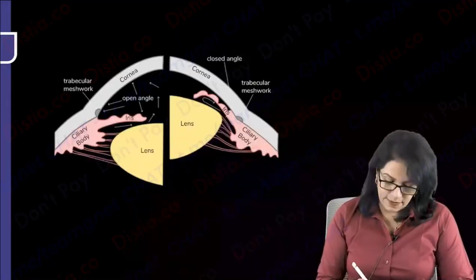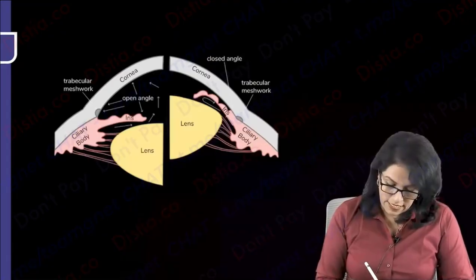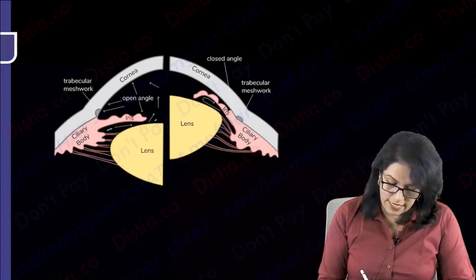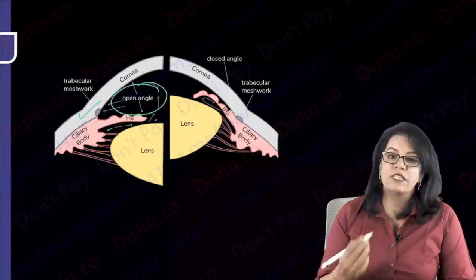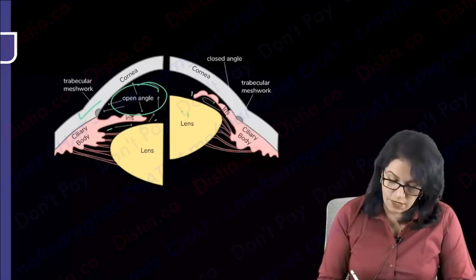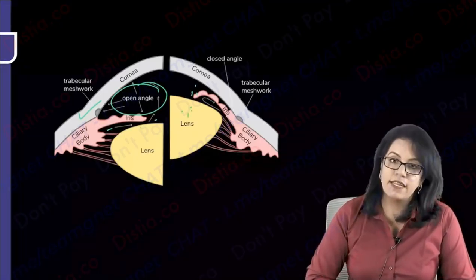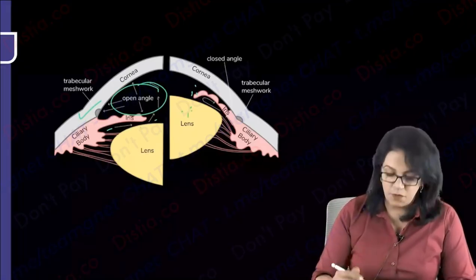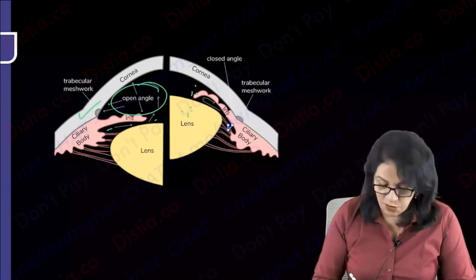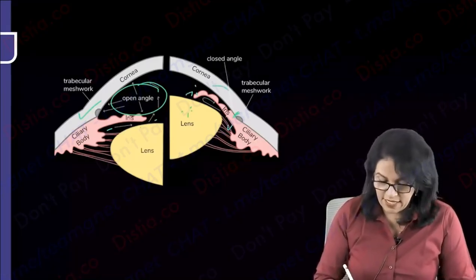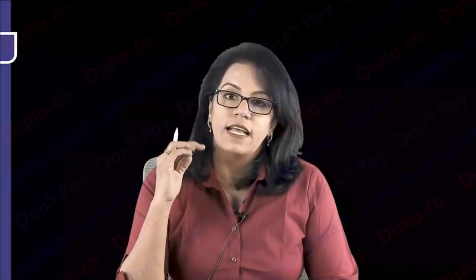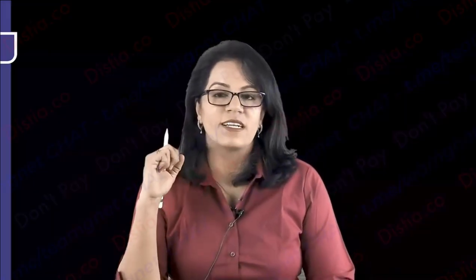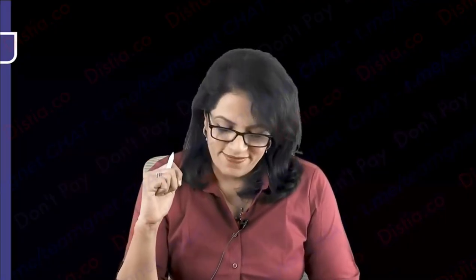Okay, so let's see the slide here. What do you see here? If the aqueous is flowing out nicely and is reaching this space, this is open angle. But due to any reason, and the major reason is pupillary block. Suppose here in this case the lens is touching the iris, there is a pupillary block, aqueous cannot flow, it will collect in the posterior chamber, push the iris forward, and block this angle. This is closed angle. So now if you have understood what is open angle and what is angle closure, we can talk about glaucoma.